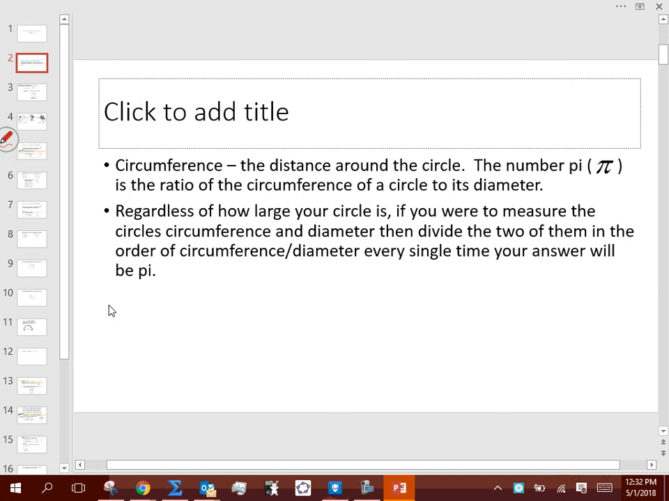All right, circumference. Circumference is the distance around a circle. It's an analogous kind of comparison to perimeter, but perimeters are for polygons, circumferences are for circles.